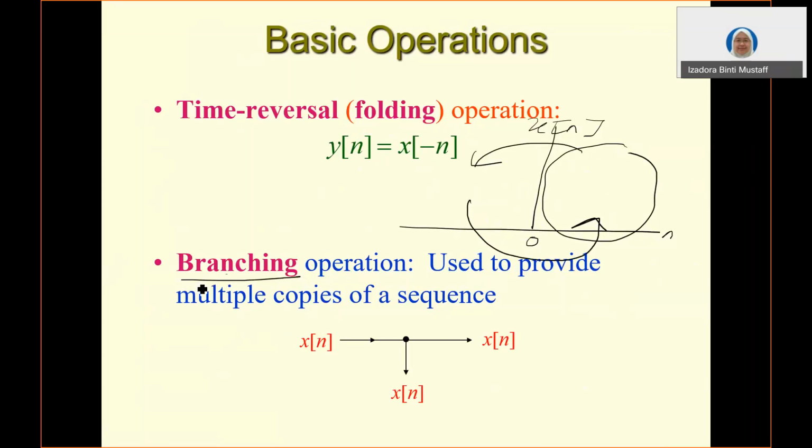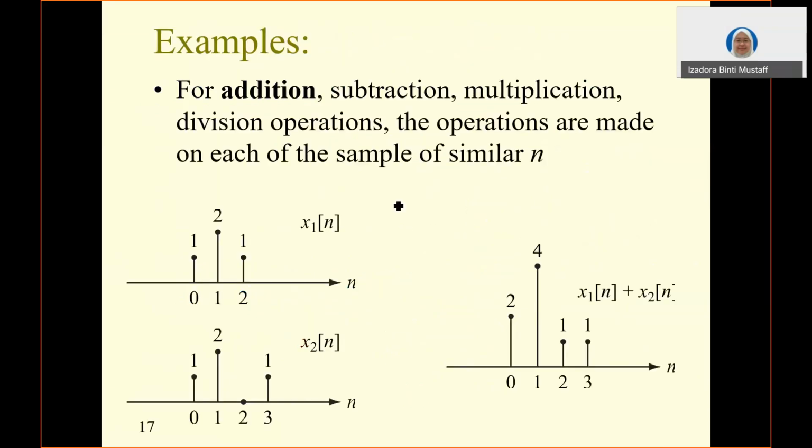Now branching is more straightforward, but often students make a mistake here. So it is used to provide multiple copies of a sequence. So bila an input or a signal, any signal, not necessarily input, goes into a node, okay, dia akan keluar sebagai signal yang sama, tidak ada apa-apa perubahan yang berlaku pada signal itu. It just provides multiple copies of that particular sequence. Yeah. All right, let's look at some examples.